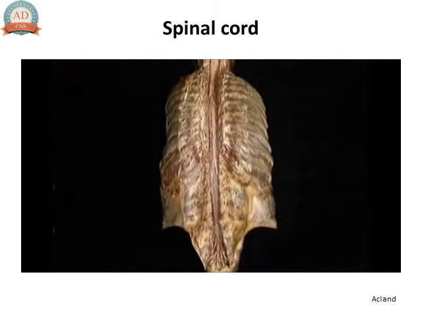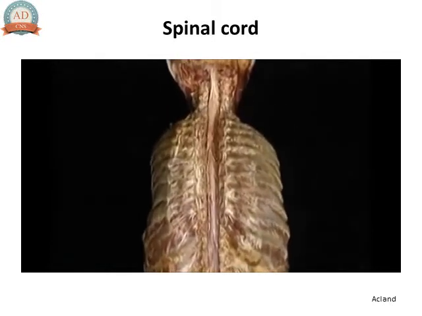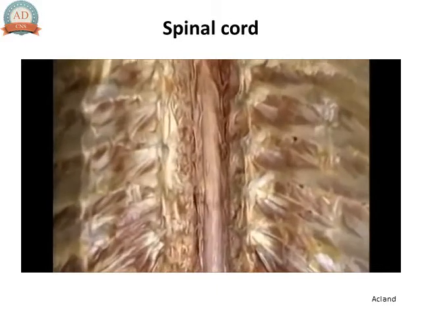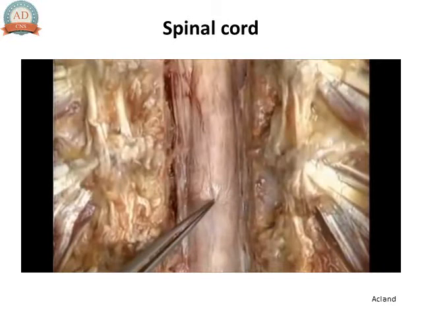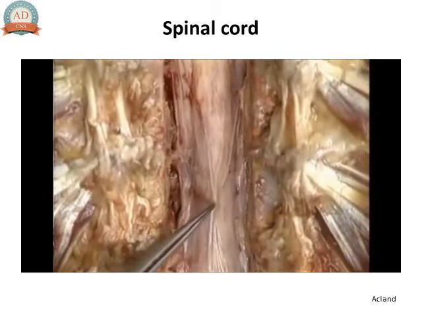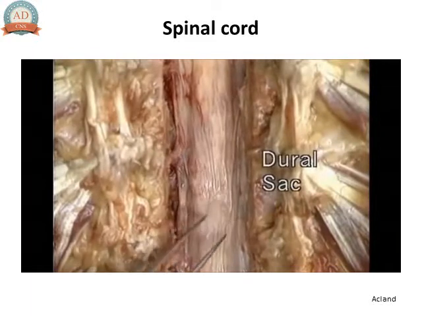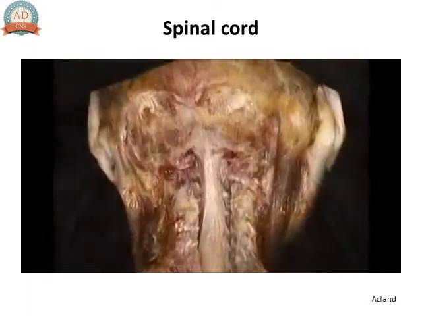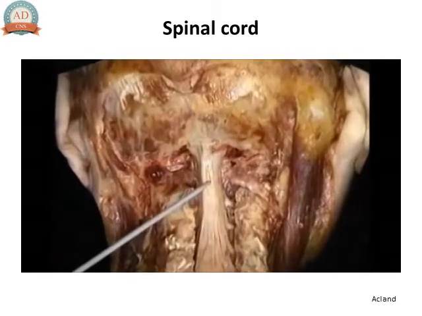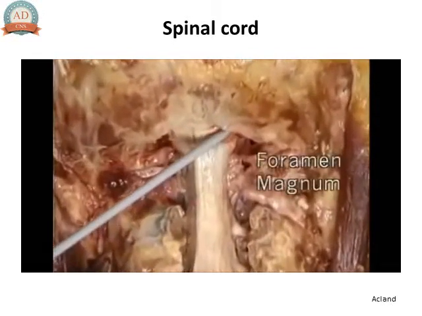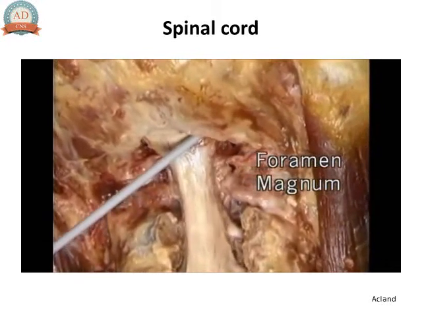Here's the sacrum. Here's the base of the skull. The tissues that occupy the epidural space have been removed to give us a clear look at the dura. This is the dura. The sleeve of dura is called the dural sac. It's open at the top end and closed at the bottom. Here, at the base of the skull, the dural sac passes through the foramen magnum, becoming continuous with the layer of dura that surrounds the brain.